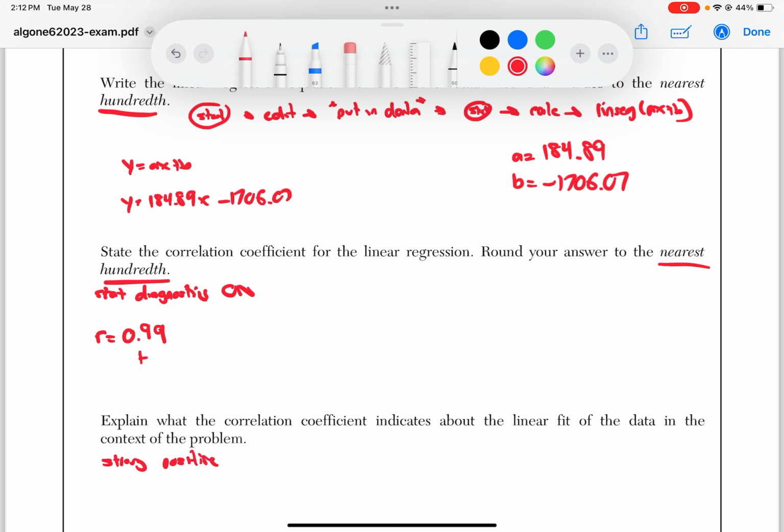Right? That's strong positive. If it's something like negative 0.96, that's strong negative. And if it's something like 0.1, that's a weak or no correlation. So strong positive correlation, what that means is the line of best fit, the linear fit of the data is really good. It's really strong. The line that I draw using the linear regression is going to very accurately match the data that I'm working with. So good linear fits.